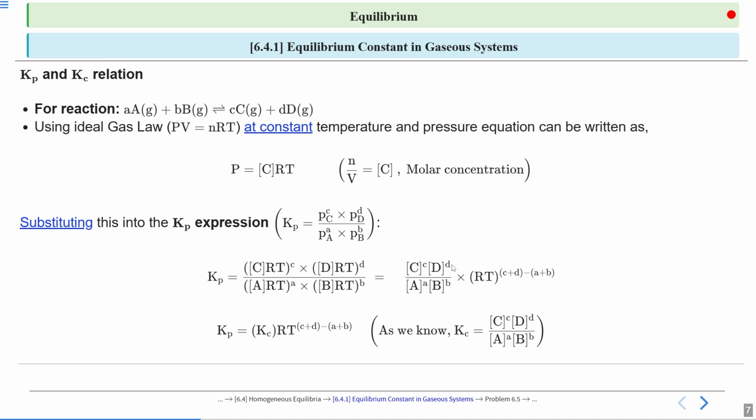If we substitute the value of Kc in this equation, what will we get? We have concluded from our previous discussion that Kc is equal to the concentration of C raised to the power c, concentration of D raised to the power d, divided by the concentration of A raised to the power a and concentration of B raised to the power b. So let's substitute this in the previous equation, and you will get your final equation: Kp equals Kc, then the subtraction of the stoichiometric coefficients of the product minus the reactant.